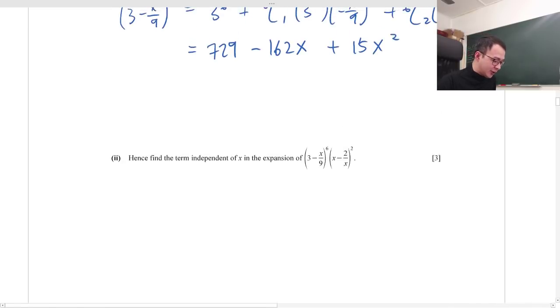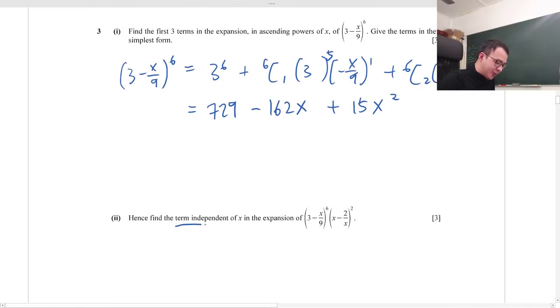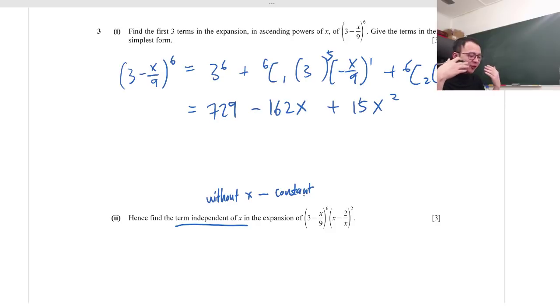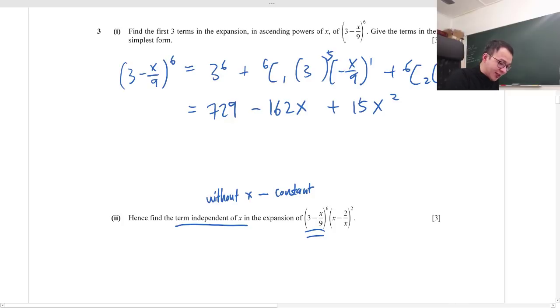Alright, so next one, they ask about the term independent of x. Independent of x means what? Independent of x basically means without x, or you can think of it as a constant. It means when you expand the thing, you might get something like a number, x power 1, x power 2, x power 3. They want independent of x, that means they only want the term that gives you a constant value only, without x.